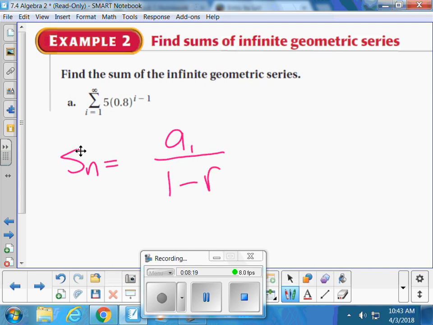Correct. There would be no sum. It would be too large. It would be like infinite. All right, so I just wrote down the formula we learned today to use on these infinite geometric series.